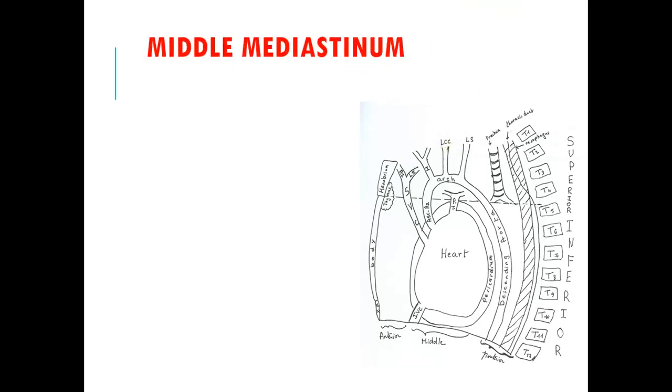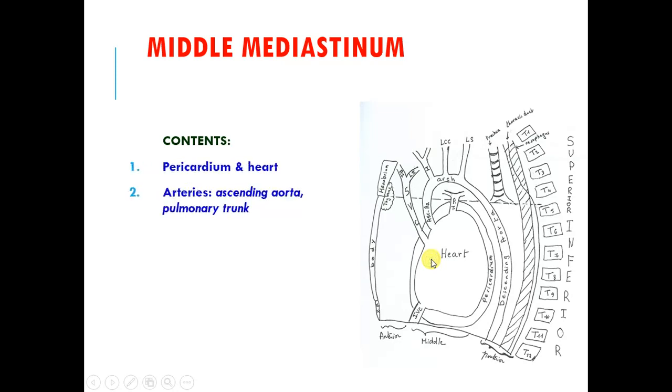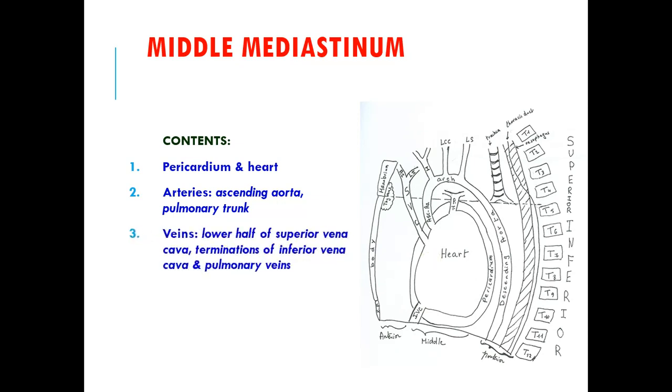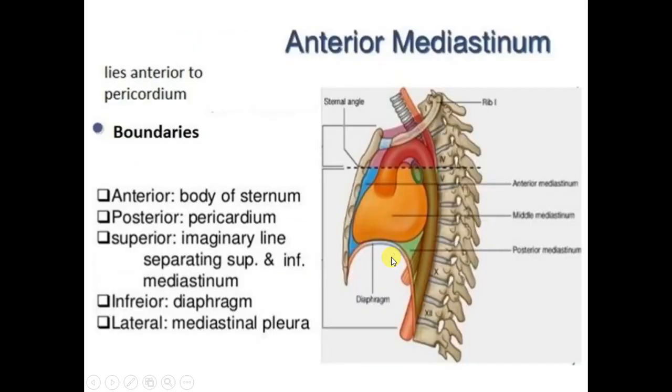Middle mediastinum. The middle one will include only the heart and pericardium, ascending aorta and pulmonary trunk, lower half of the superior vena cava, termination of the inferior vena cava and pulmonary veins. Phrenic nerves are included in the middle mediastinum because we will see that they are very much plastered with the pericardium during their course. That's why they are included in the middle mediastinum, and the lymph nodes will be there.